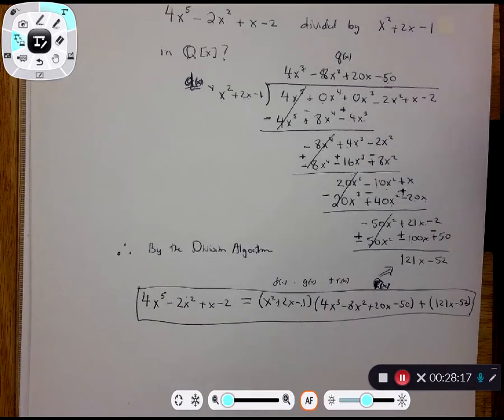This is working very similarly to what we did in chapter 1 with the division algorithm with integers. We're just playing around with polynomials now, but we're doing the same thing. So catch that pattern all the way throughout chapter 4. It'll be important.